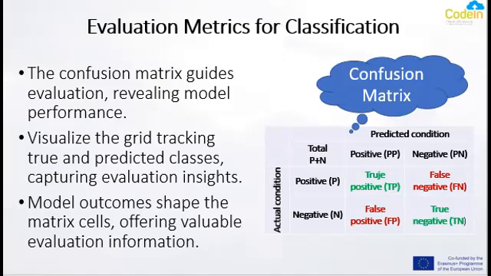During your exploration of this intricate landscape, various outcomes are possible. Your model may correctly identify instances, true positives, misclassify some instances, false negatives, accurately classify negatives, true negatives, or incorrectly label negatives as positives, false positives. These outcomes determine the contents of each cell within the confusion matrix, providing valuable information for evaluation purposes.